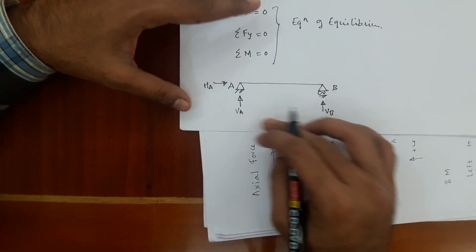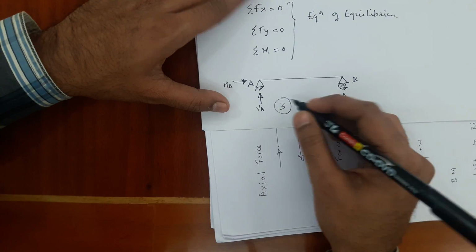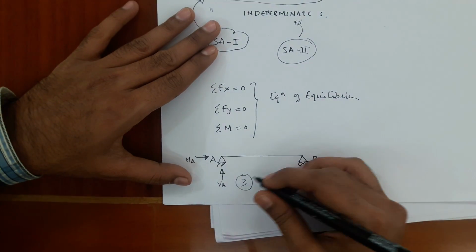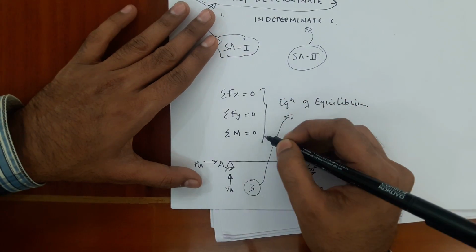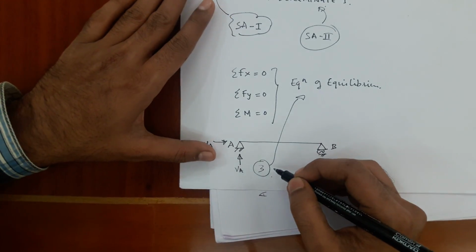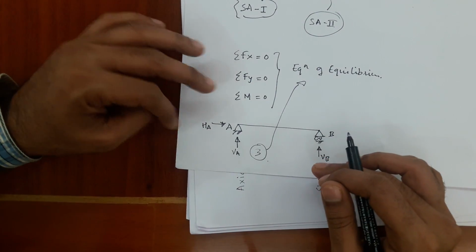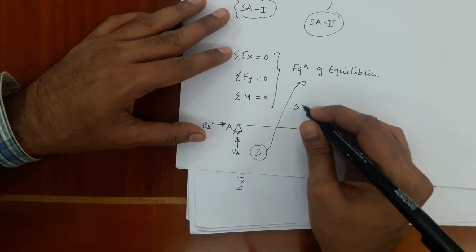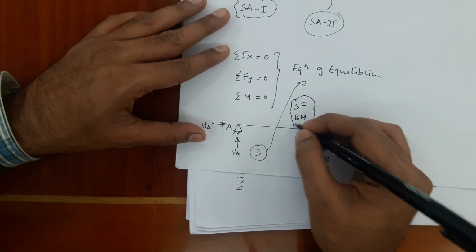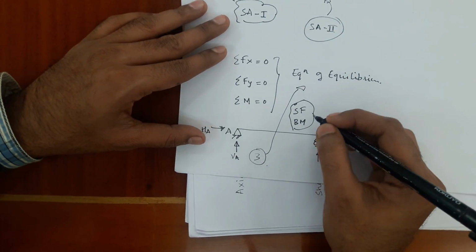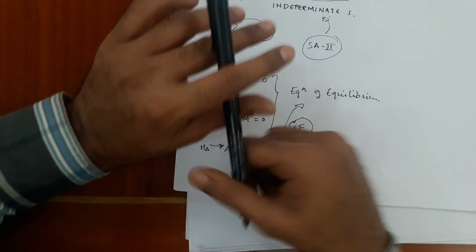So how many unknowns do we have here? We have three unknowns, and these three unknowns we can easily crack by using equations of equilibrium. So three unknowns and three equations of equilibrium, we can easily calculate. After calculating the reactions, the unknowns, we can find shear force and we can also find bending moment. So indirectly we are able to analyze the structure by just using equations of equilibrium.